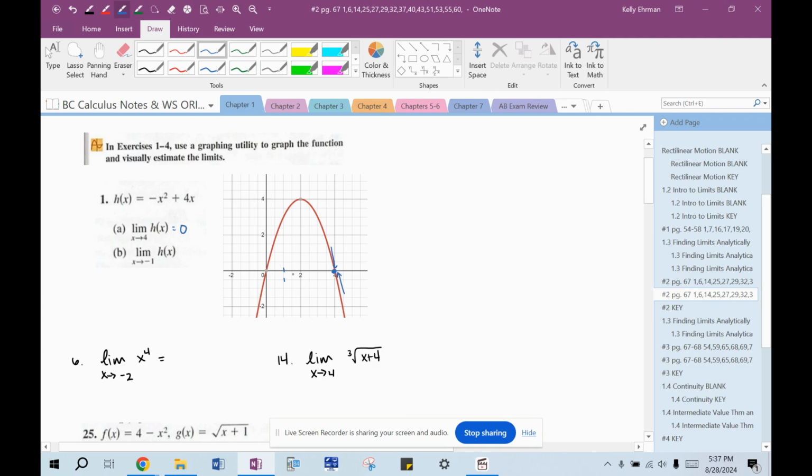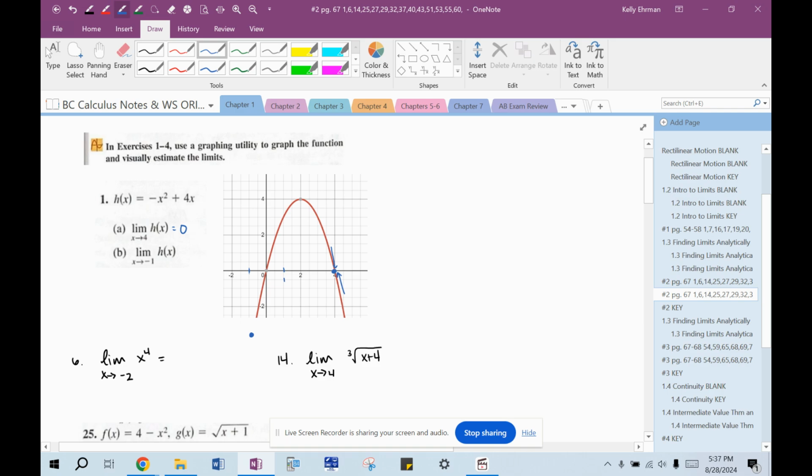And the limit as x approaches negative 1. Oh, I just realized that's negative 1. I think the key that I posted, I did 1 instead of negative 1. So, okay, negative 1 is not on my graph. We learned about direct substitution today, though.